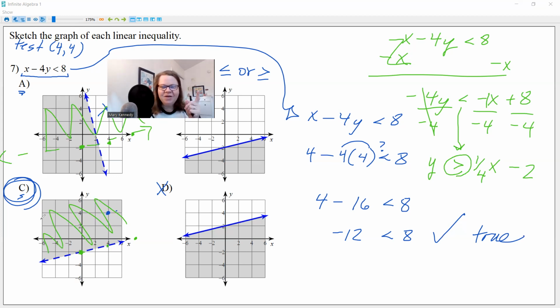Now, could I make mistakes? Absolutely. I make them all the time. But I just wanted you to see, if you're like me and you're like, that's still not making sense, I wanted you to see it multiple ways. So I really hope that was helpful.